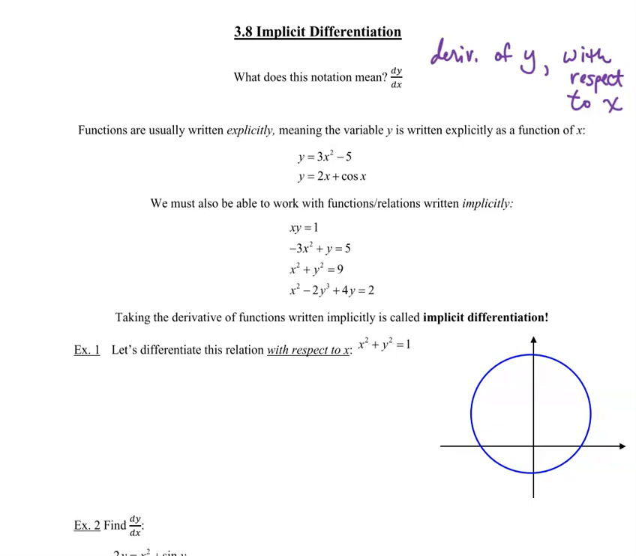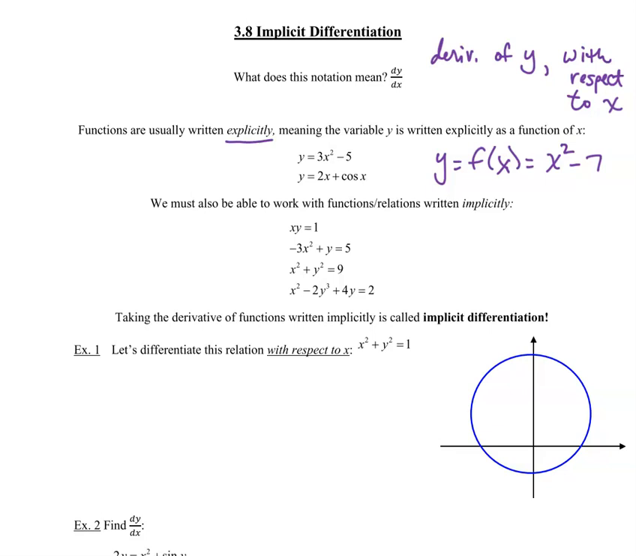Usually functions that we work with are written explicitly, and what we mean by that is the variable y is written explicitly as a function of x. Y equals 3x squared minus 5. Y equals 2x plus cosine x. If we say f of x equals x squared minus 7 or something like that, we use that f of x in place of the y, but either way, it's a function that's written explicitly in terms of x.